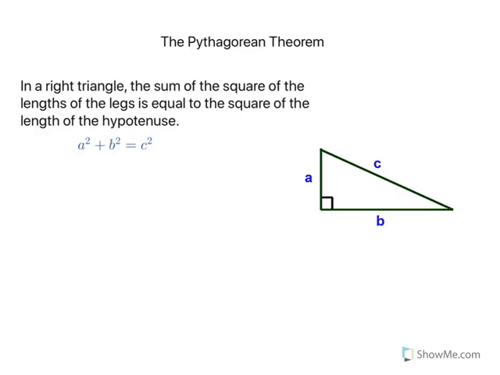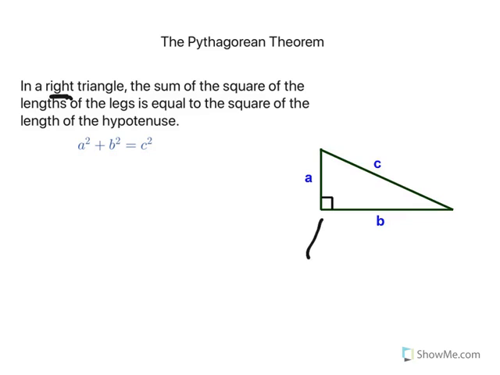It states, in a right triangle, the sum of the squares of the lengths of the legs is equal to the square of the length of the hypotenuse. We typically write it as a squared plus b squared equals c squared. A couple important things: this works for a right triangle.